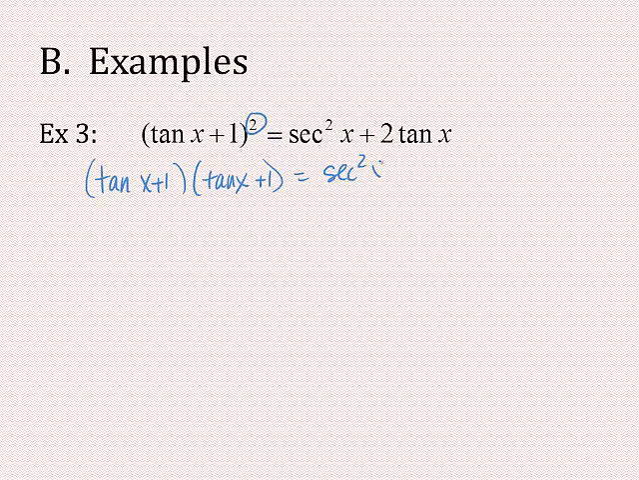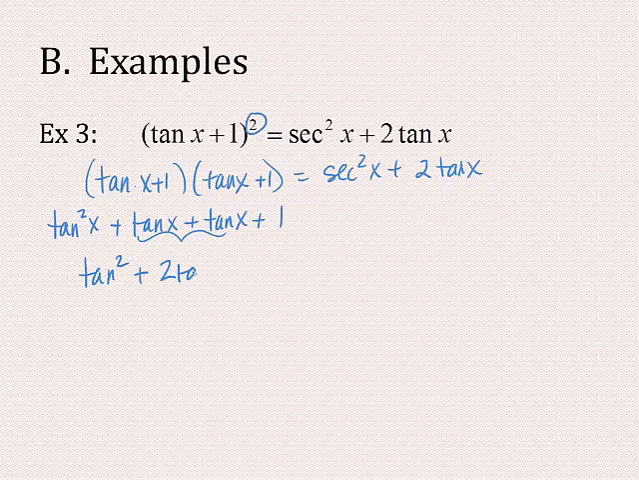Secant squared x plus 2 tangent x. All right, multiply it out. First terms, tangent squared x. Outer terms, just one tangent, plus inner terms, another tangent. Last terms, 1 times 1 is 1. Combine like terms, I get tangent squared plus 2 tangent of x.